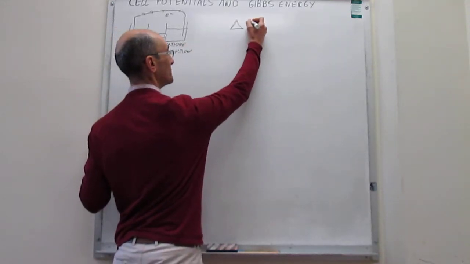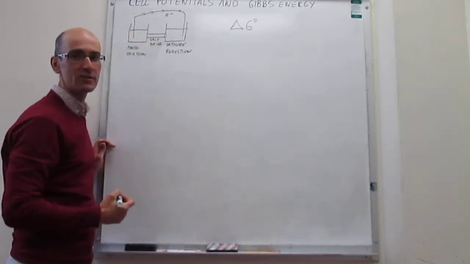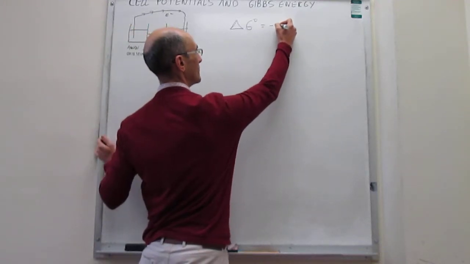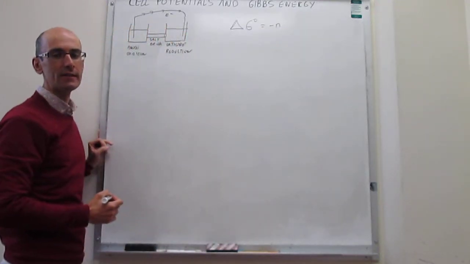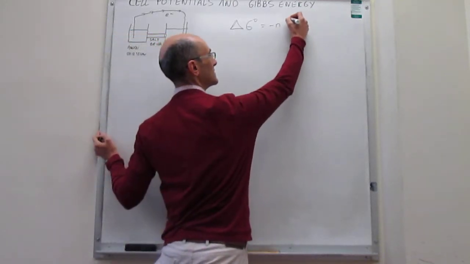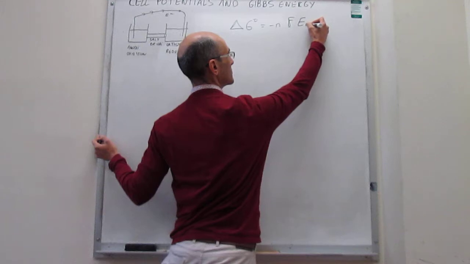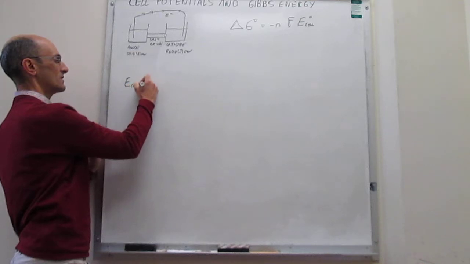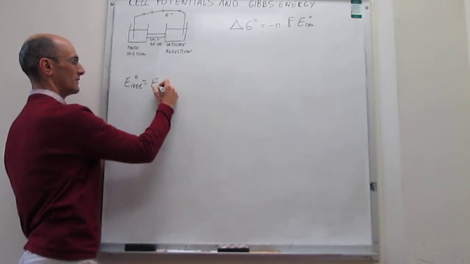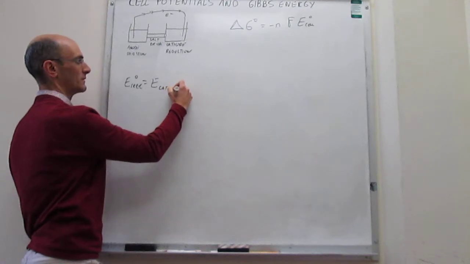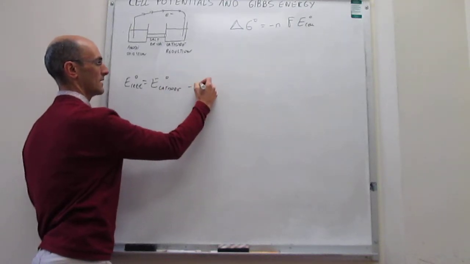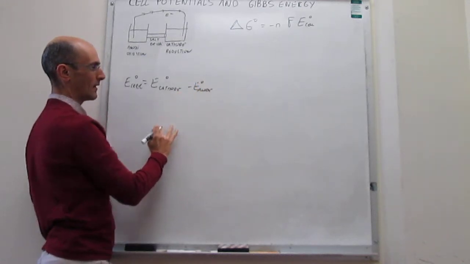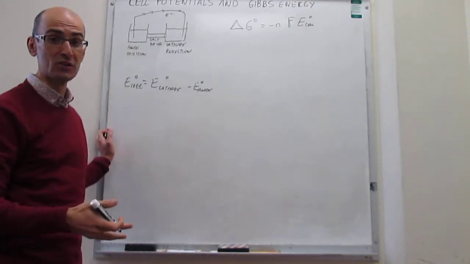For an electrochemical reaction, the standard change in Gibbs energy, or the change in Gibbs energy at the standard state, is equal to minus the number of moles of electrons being transferred in the electrochemical reaction times Faraday's constant times the cell potential under standard conditions. And remember that the cell potential under standard conditions is simply the balance of the half-cell potentials of the cathode and the anode. These are standard potentials as well, and remember that these potentials are given in tables as reduction potentials.